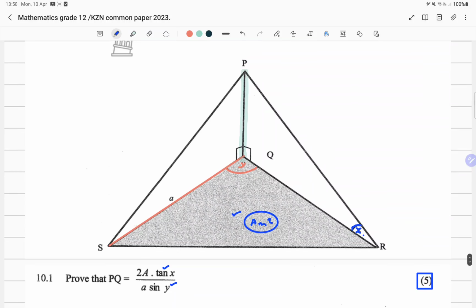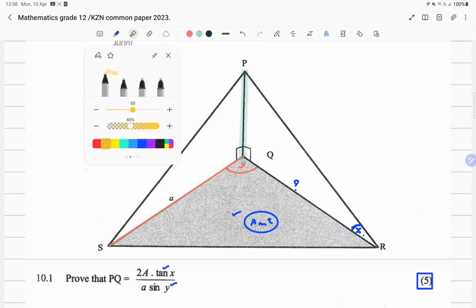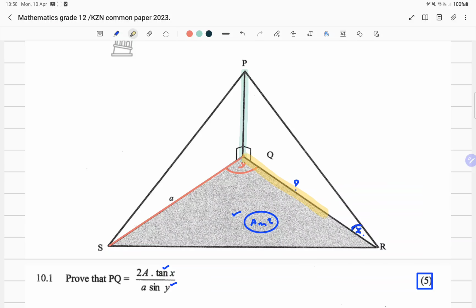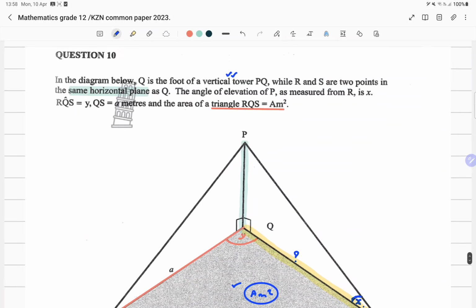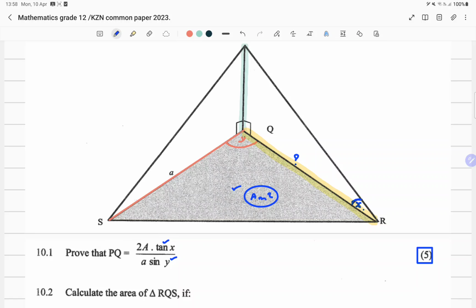So basically all this is suggesting that we need to find this side first. Because if we're using the tangent of this angle, tangent is always opposite over adjacent, so it means we need to find this side. And once we find that side and deal with it, we are sorted. But the best way to deal with this, we need to use the area rule. So area rule, we know that it is always half the product of two sides. We can say QS times QR times sine of y, because it has to be the included angle. So this is what they used.